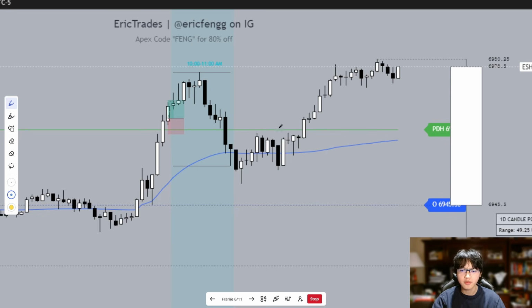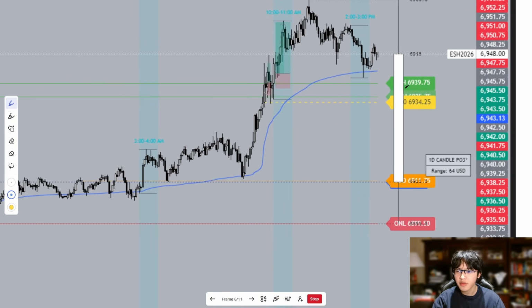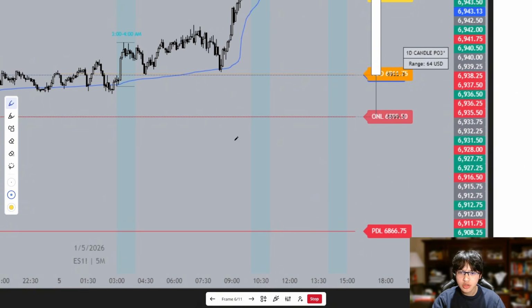and that's a great move. And let's look at another example here. We have our previous daily high coming into 9:30.